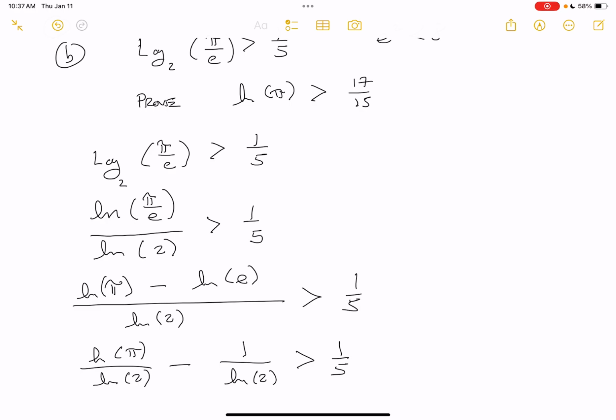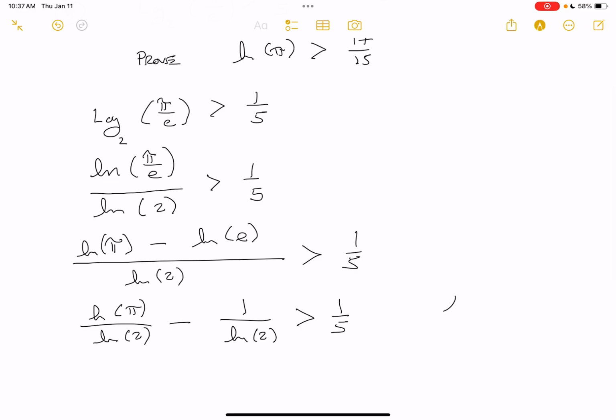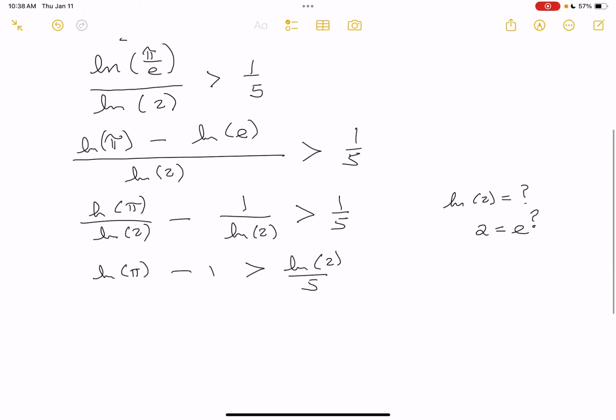All right, let's take a look at this. You know what I do? I want to clear the fraction at this point. I want to say the natural log of 2. I'll put a question mark here, so I wonder what that is. But it's going to be 2 equals e to some power. So I can say it's a positive number, whatever it is. So I'm going to multiply both sides by a positive number. What do you get? You get natural log of pi minus 1 is greater than the natural log of 2 over 5. All right, let's go forward on that one, see if there's anything else we can do.